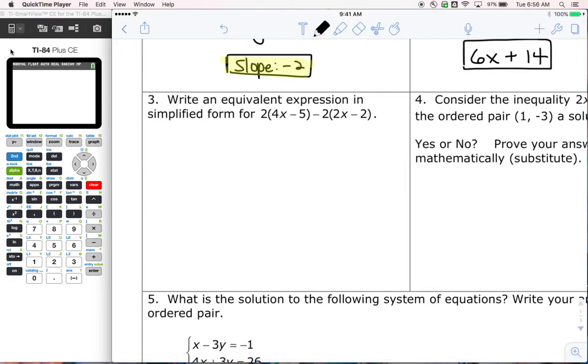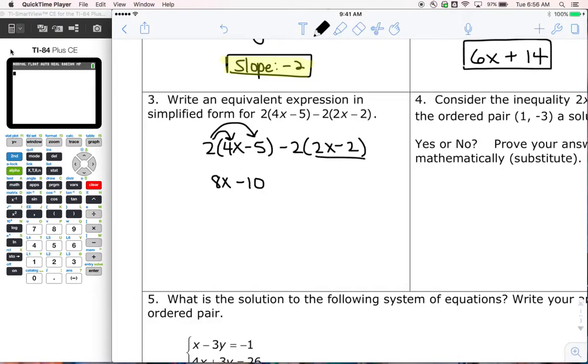Write an equivalent expression in simplified form. Guys, all we're doing here is distribution. We're just going to distribute and make sure that our answer is in simplest form. It's a lot of 2's. First we're going to start here. 2 times 4x is 8x, and 2 times negative 5 is negative 10. So we're done with that first group.